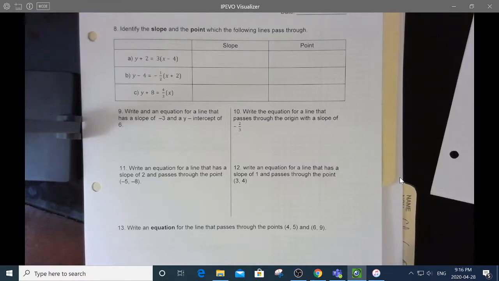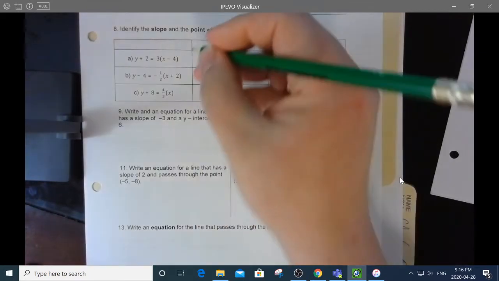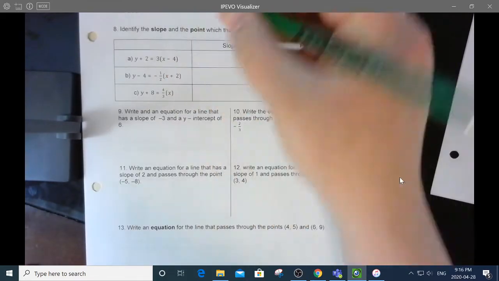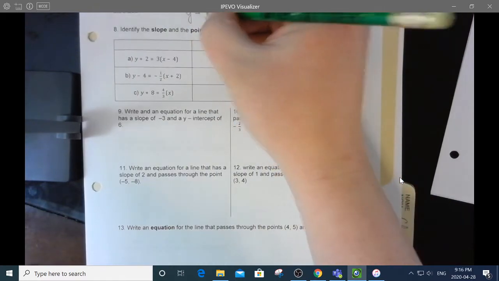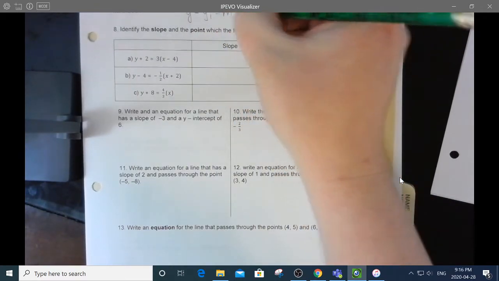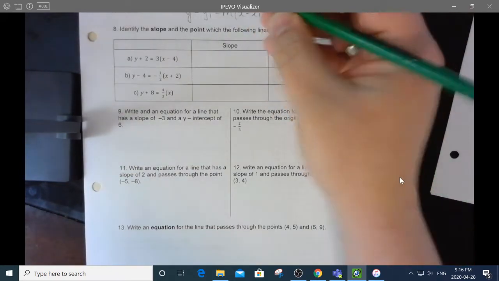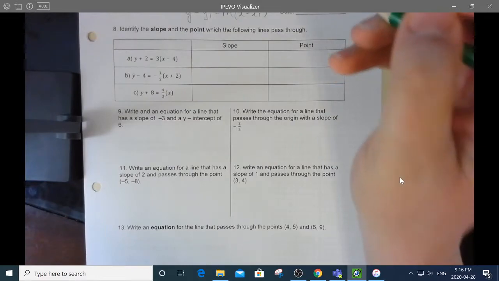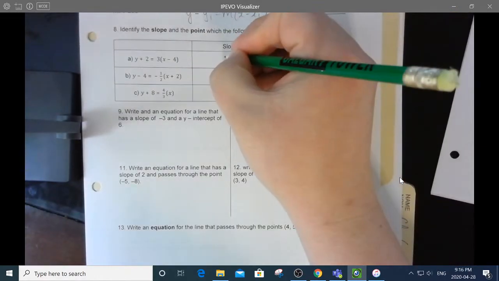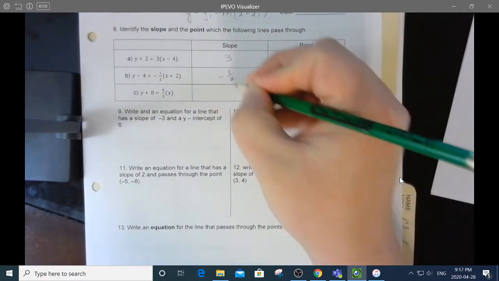Identify the slope and the point that this thing passes through. So, okay, the slope is this number here, right? Because remember, y minus y1 is equal to m times x minus x1. That's my point slope formula for an equation. So my slope here is 3, my slope here is -1/2, and my slope here is 4/3.